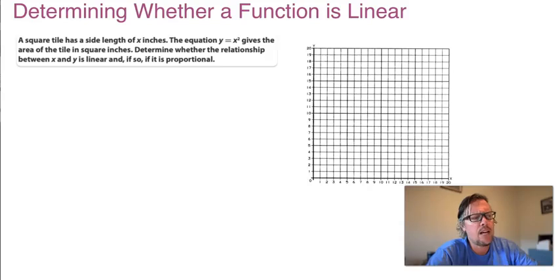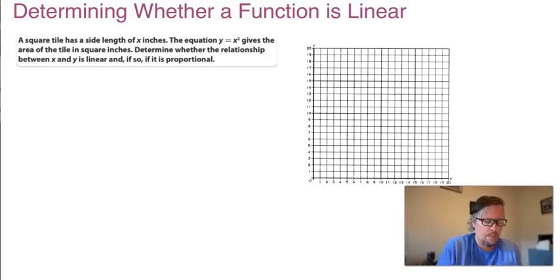This problem says a square tile has a side length of x inches. The equation y equals x squared gives the area of the tile in square inches. Determine whether the relationship between x and y is linear and, if so, if it is proportional.